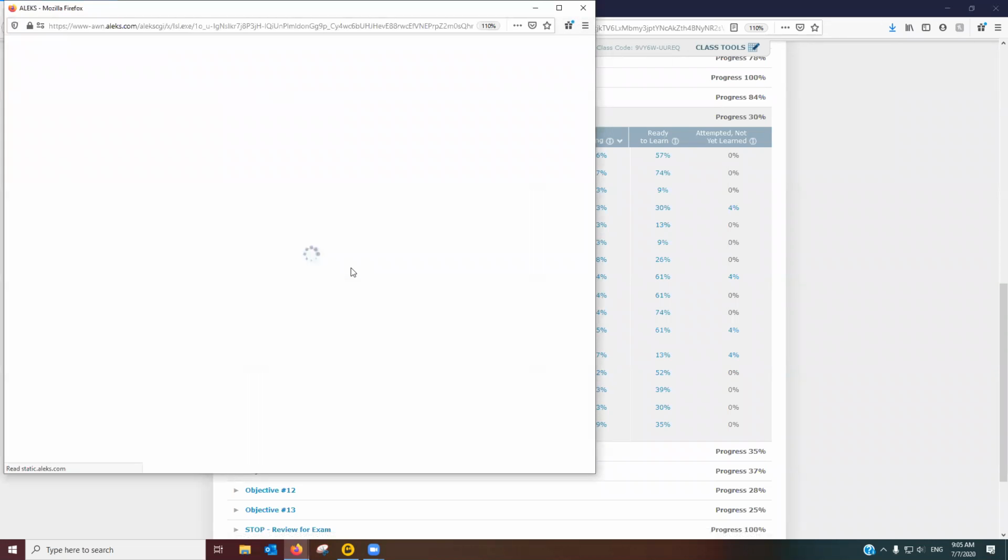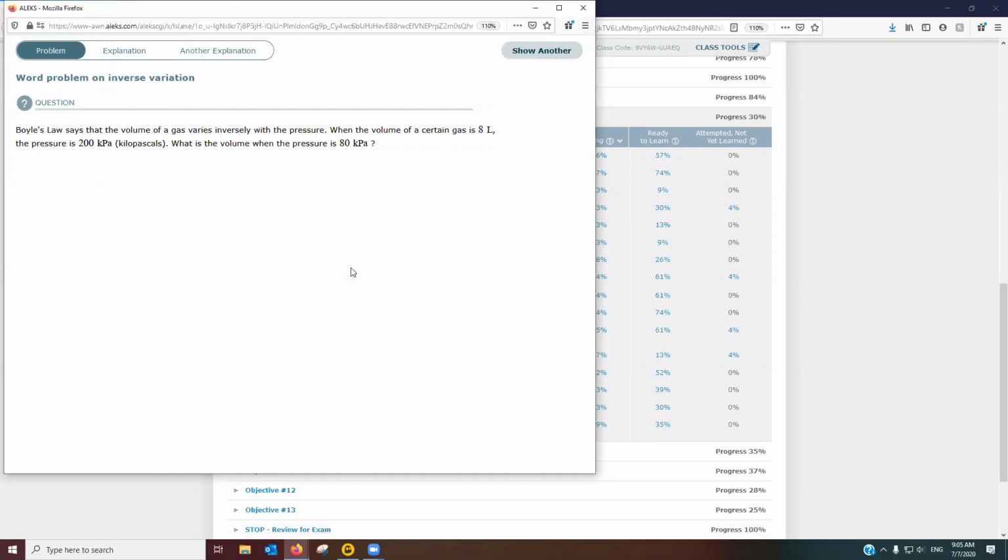What if we do a word problem along the same lines? All right. So they're giving me some information in chemistry. Boyle's law says the volume of a gas varies inversely with pressure. Okay, so I'm going to try to write an equation, and I'm noticing it says inverse variation. Well, if it's inverse variation, I know I'm going to write it as y equals k over x. In this case, y is going to stand for the volume, and x is going to stand for the pressure.